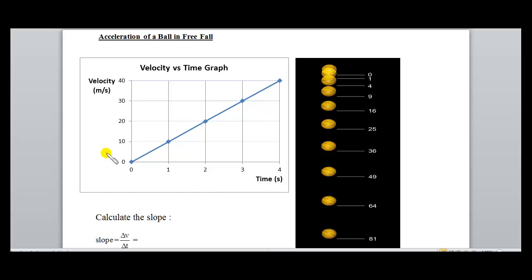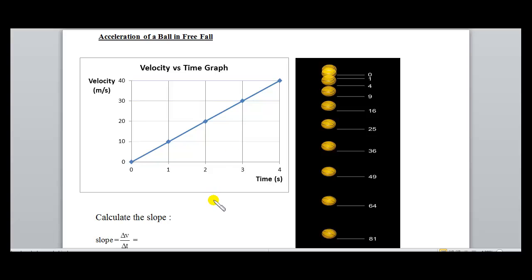If we take a look at this velocity versus time graph, we can imagine at t equals 0, the object is at rest. 1 second later, let's imagine the object is traveling around 10 meters per second. Another second passes, 2 seconds total, and now it's moving at a faster rate, 20 meters per second. 3 seconds pass, now it's moving 30 meters per second, and basically it's going faster and faster.